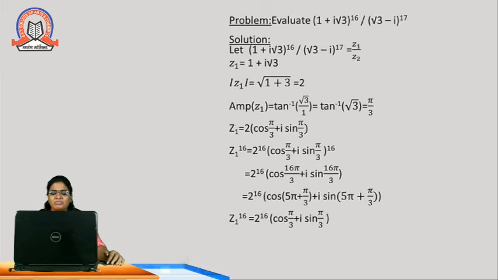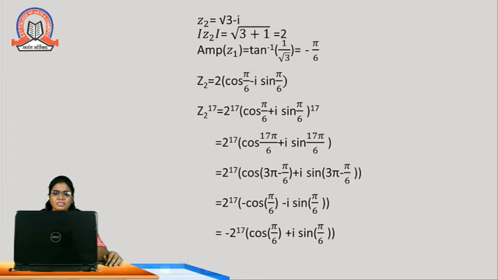Using the before formula, the concept of all silver tea cup, we are getting z1 power 16 equal to 2 power 16 into (cos pi by 3 plus i sin pi by 3). Similarly for z2 we are finding the modulus value, getting 2, amplitude minus pi by 6, substituting in the polar form we are getting, and raising the power 17, we are getting z2 power 17 equal to 2 power 17 (cos pi by 6 plus i sin pi by 6) whole power 17.